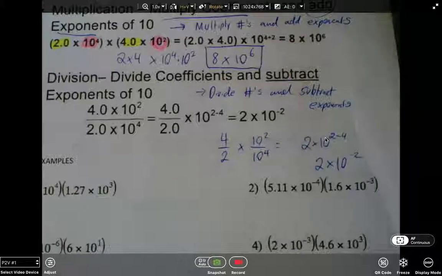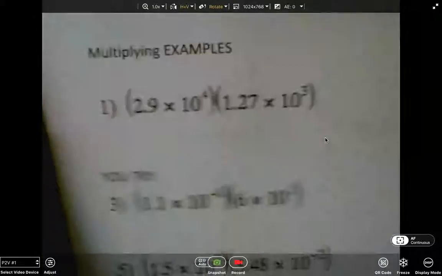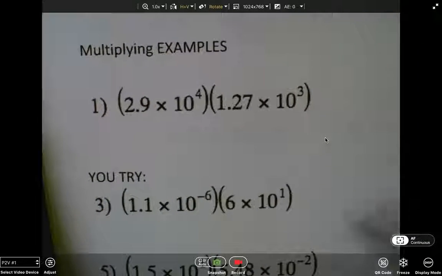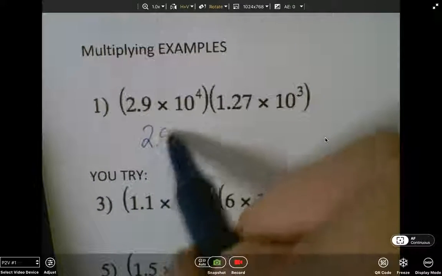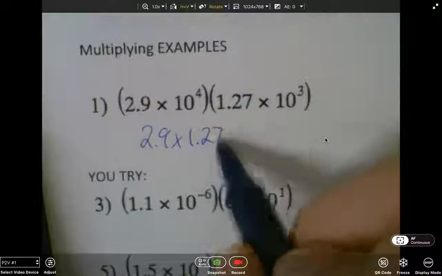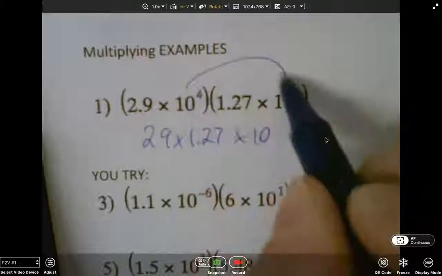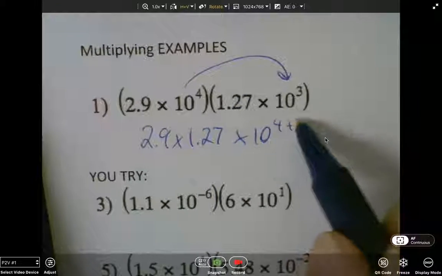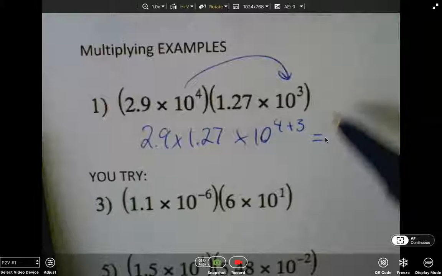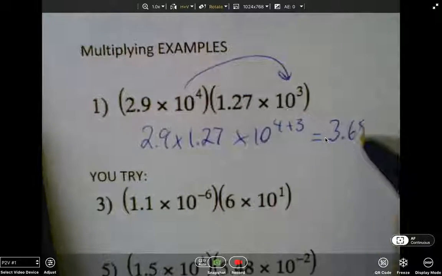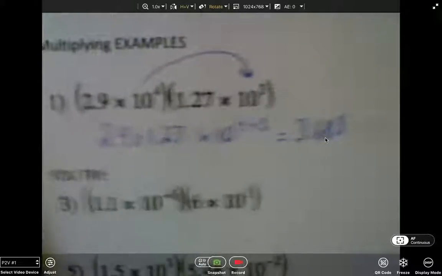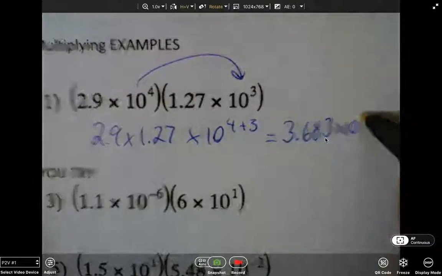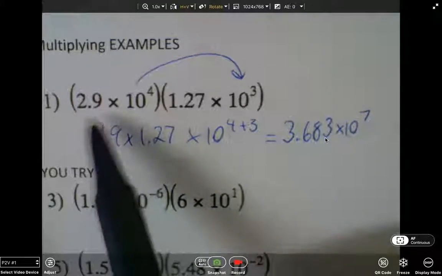So if we do this in some examples, for example 1, I zoom in here. This first example, multiplying, no problem. First thing I'll do is write 2.9 times 1.27 times 10, and we know here we're just going to add the exponents, 4 plus 3. When I simplify that out, I get 3.683, and then I add my exponents, that's times 10 to the 7th. Again, I did that earlier in my calculator. You could probably do the same as well.